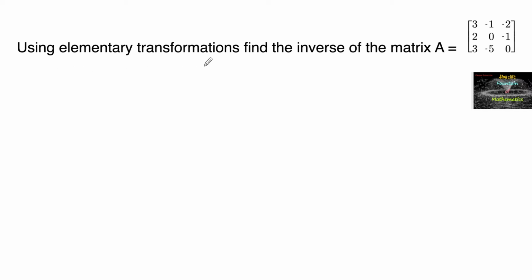Using elementary transformations, find the inverse of the matrix A = [3 -1 -2; 2 0 -1; 3 -5 0].